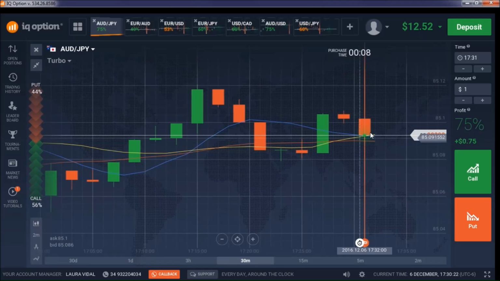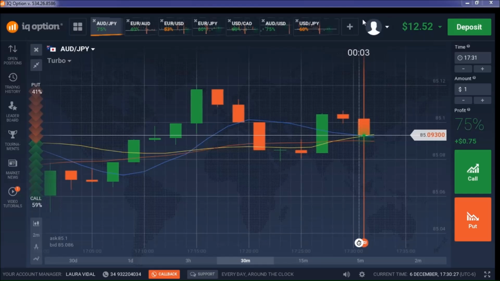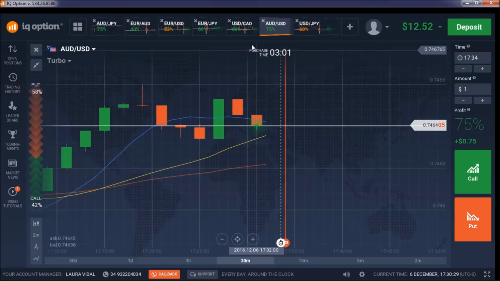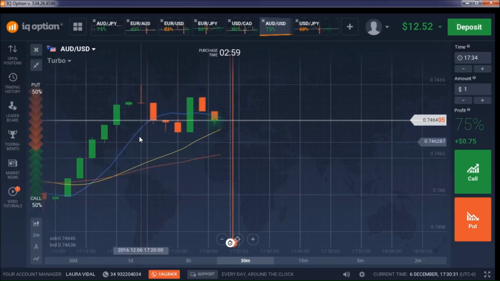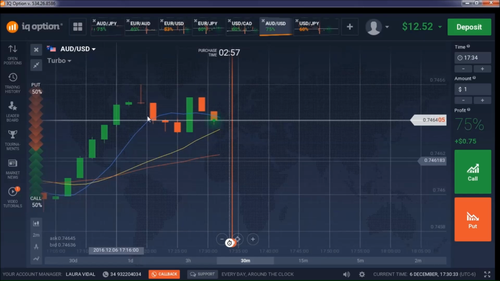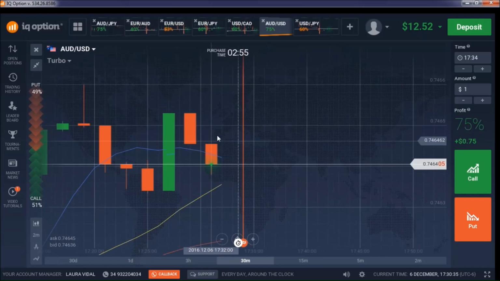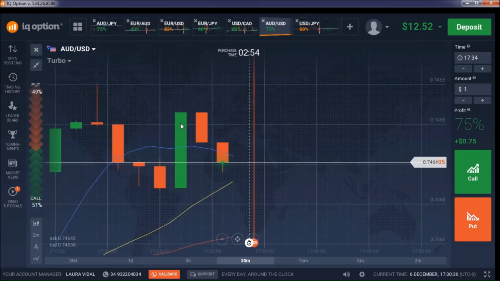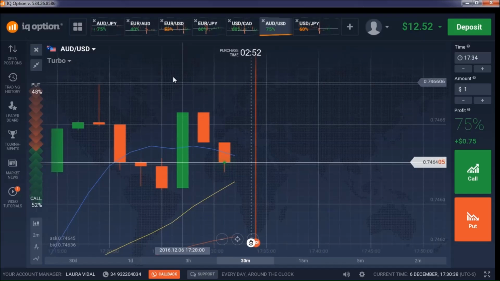But yeah, it is going down, but no. I will highly stay with the AUD USD. If you notice, it has a much more stable trend. So I'll stay with the AUD USD, but I'm pretty sure.